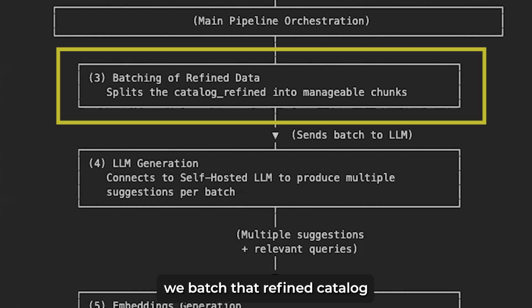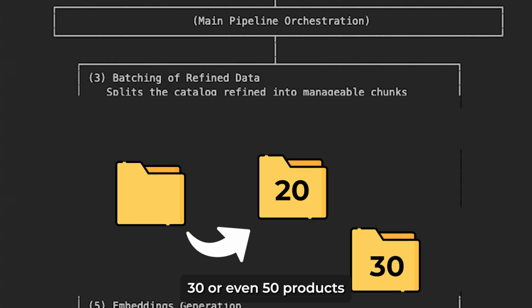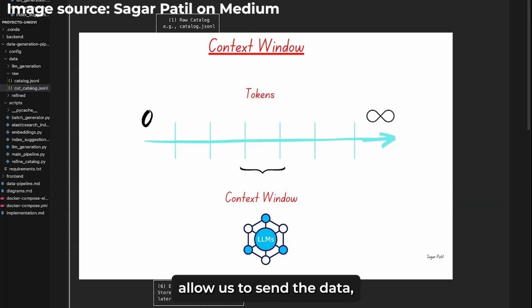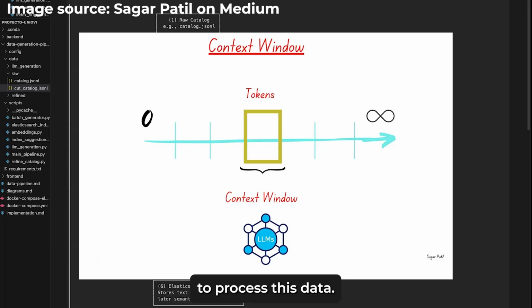At first, we batch that refined catalog into batches of like 20, 30, or even 50 products, because we have to take into account that the LLMs have a context window. This context window allows us to send the data, but we don't have the ability to send all the data all at once. So we have to split that catalog to allow the LLM to process this data.